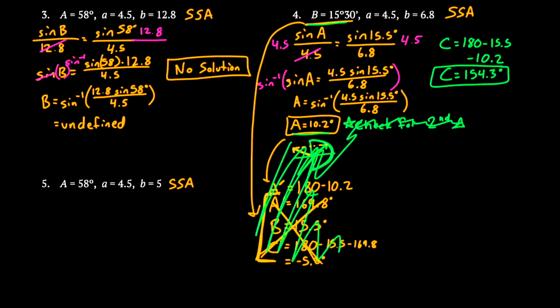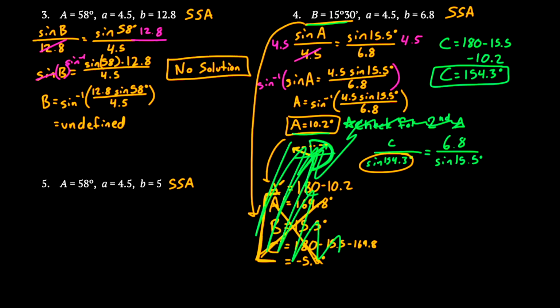And then we just need our last side. So we have side A, side B. We need side C. So I'll put side C on top of the fraction, sine of angle C on bottom. So sine of 154.3 degrees equals, and then pick a pair of information that they gave you in the beginning, so angle B and side B.